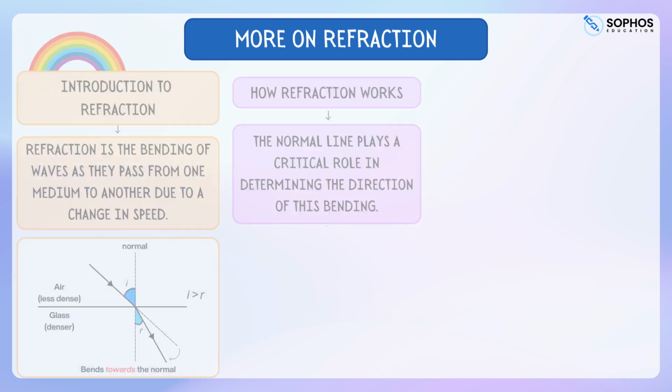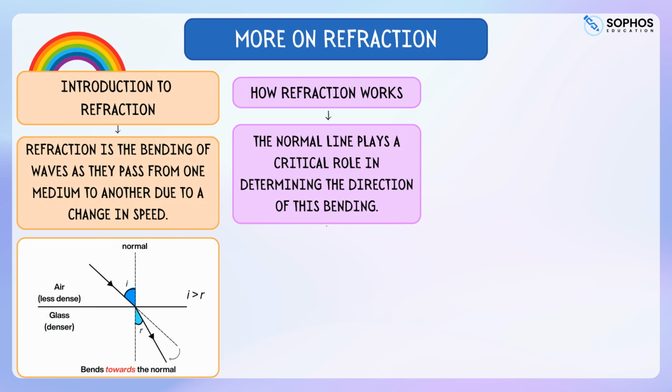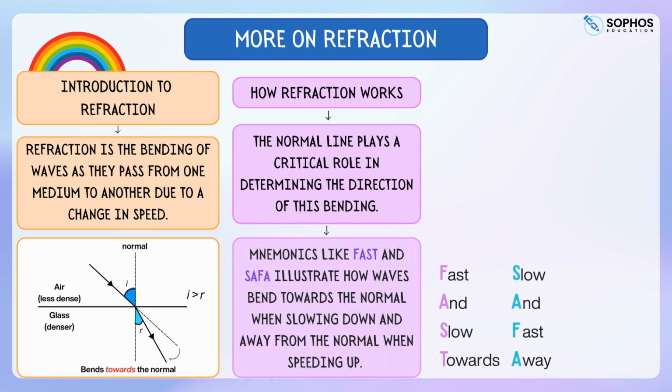In today's lesson, we delved into the concept of refraction and its underlying mechanisms. Refraction is the bending of waves as they pass from one medium to another due to a change in speed. We learned that the normal line plays a critical role in determining the direction of this bending. Using mnemonics like FAST and SAFA, we illustrated how waves bend towards the normal when slowing down and away from the normal when speeding up.